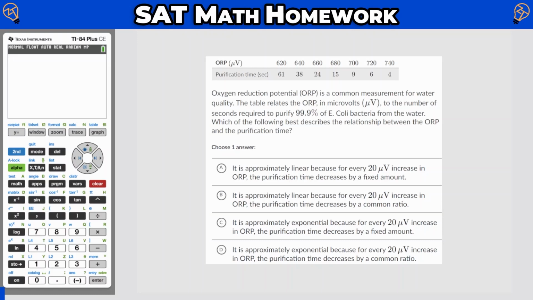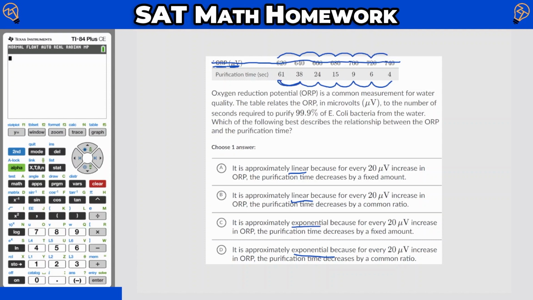So when determining whether the function is linear or exponential, you want to look at what's occurring on the y, but also you want to do a quick check for the x's. Notice they're all increasing by 20 as far as the x coordinate, which they're talking about ORP here. So we can essentially just look at the y's. If the x's weren't changing by the same amount, then we need to take both into consideration. And that's a tricky one.